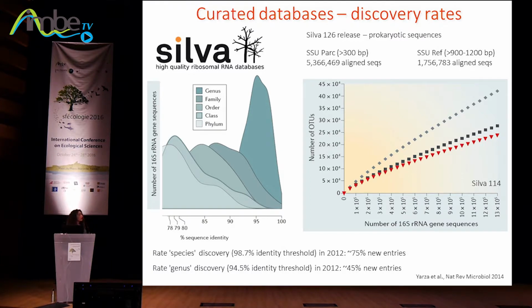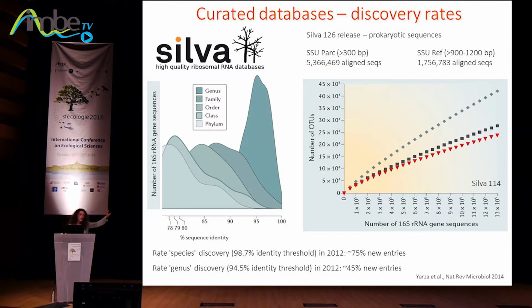And with time, with many years, we have accumulated, of course, many more sequences coming from many different environments, and we have even curated dedicated databases that keep only sequences of high quality. This is just one example, Silva, one of these databases that keeps alignments of partial sequences, but also of near full-length genes. We have almost 2 million aligned sequences of very high quality and long sequences, and the discovery rate is amazing. So in 2012, something like 75% of the new entries corresponded to what would be new species, at this particular threshold, and about 45% of these new sequences deposited in the database would correspond to new genera.